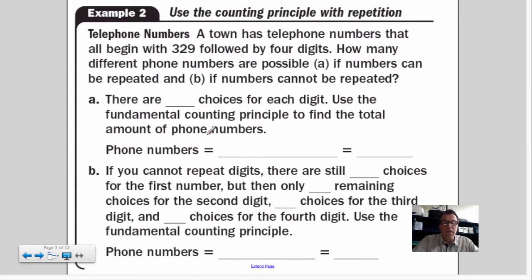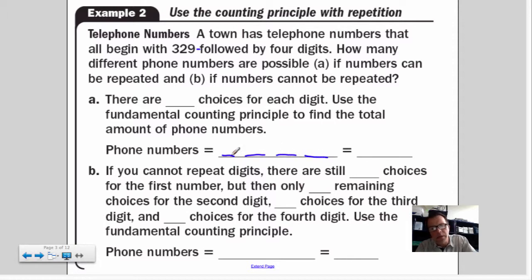So we have to talk about the fundamental counting principle when we have repetition. Phone numbers are a nice example for this, right? You have a town, the first 3 digits are 3 to 9. That really doesn't mean anything for us, followed by 4 digits. So how many different phone numbers are possible if the numbers can be repeated versus cannot be repeated? Typically, I like to write this so that if I have 4 choices, I write 4 spaces.